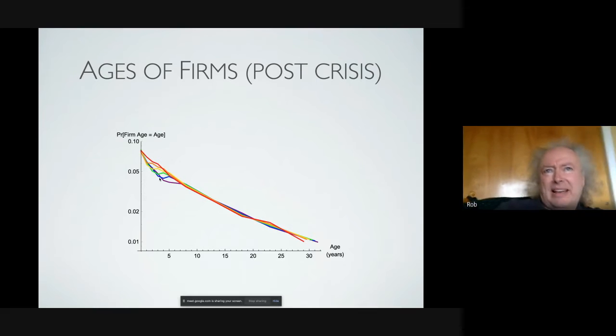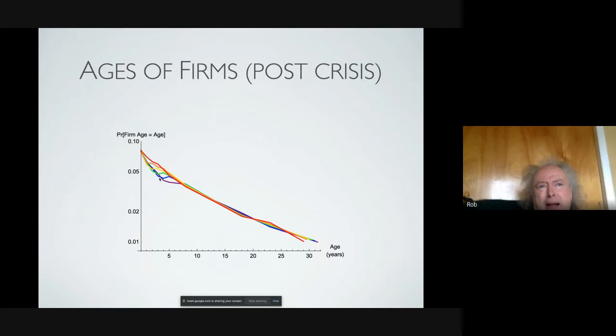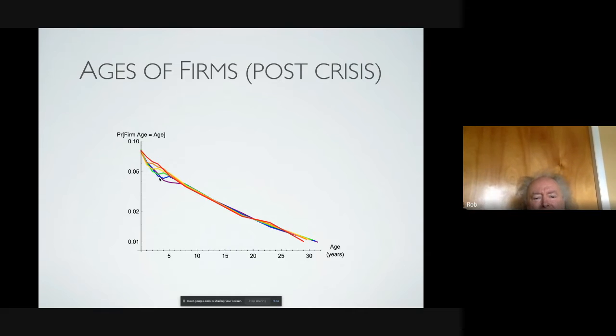By the way, these data are somewhat well understood by people in industrial organization, but they have never plotted this age distribution before. So we have a paper sitting in Science now, trying to get this stuff published. But yeah, these are new things that people have not seen before.